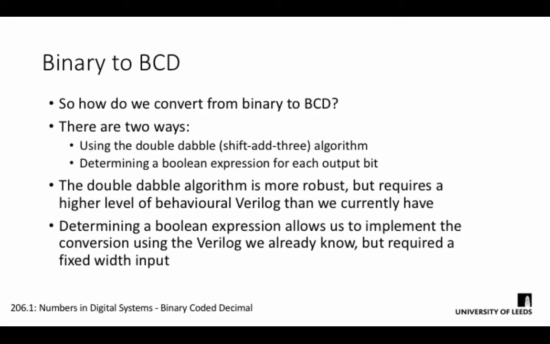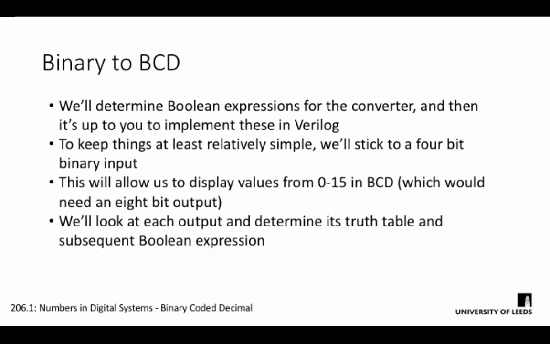So how do we convert from binary to BCD? Well, there are 2 ways. We can either use an algorithm known as double dabble to take a binary value of any size and convert it, or we can take a fixed width binary input and derive a Boolean expression to generate the output. The double dabble algorithm is obviously more robust as we can plug any binary value in and generate a BCD output, but it requires a much higher level of behavioral Verilog than we currently have to implement, so we'll take the simpler route. We'll determine Boolean expressions for the converter, and then it will be up to you to implement these in Verilog, using the continuous assignment skills you'll learn in this lab session.